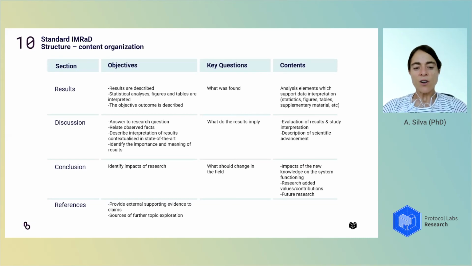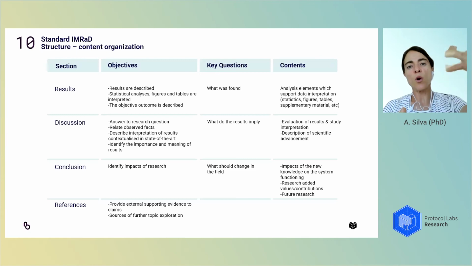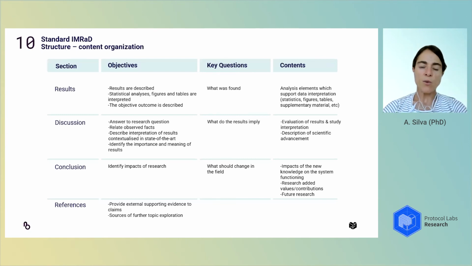The references are there to provide external supporting evidence to those claims. So you're making claims, you're giving a reference, and the expectation is that the reader goes through that reference if they need to know more about the claim that you're making. So they are sources of further topic exploration. I already mentioned, use the most updated ones that exist and use maximum 2 references per claim. You want to keep this number reasonably low.